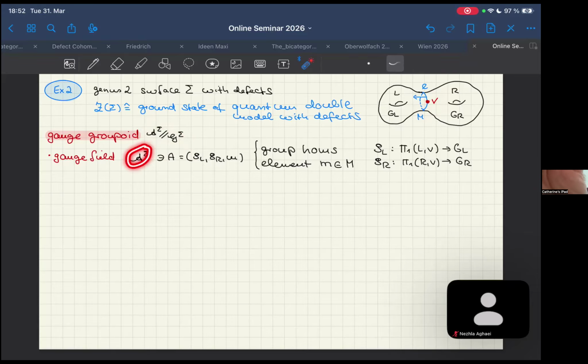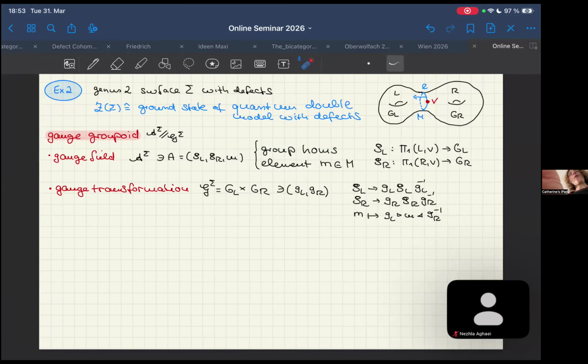So then the gauge field becomes a triple. We have two group homomorphisms, rho L and rho R. They go from the fundamental groupoid of left with base point V. I think here I should have put the closure of left and the closure of right into the groups GL and GR. And in addition to this, I need a single element M of the set that is associated with the edge. So I need a single element M, and that's my gauge field.